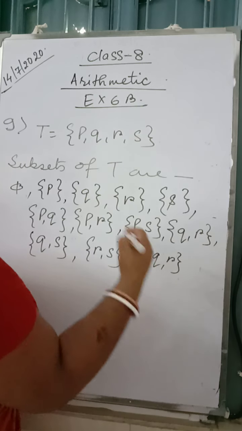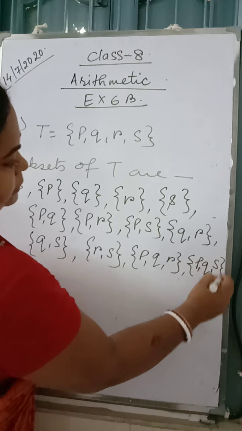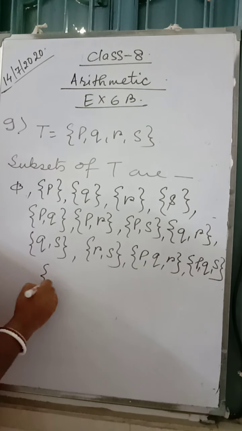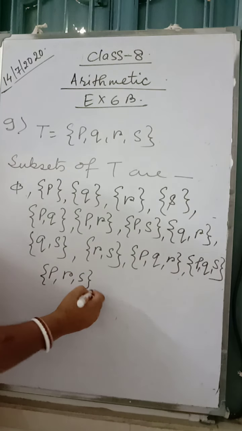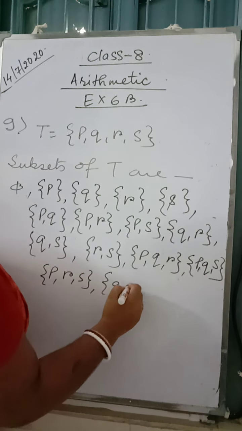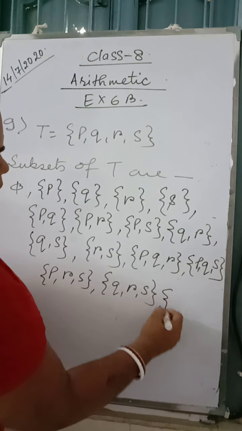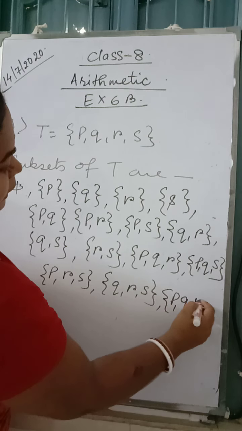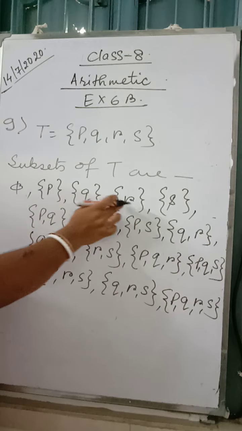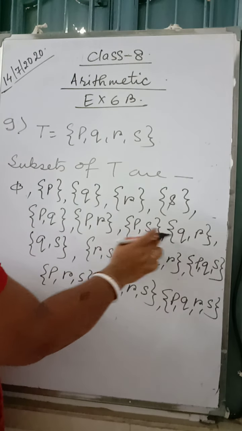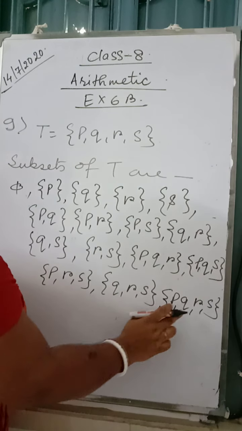PQR, PQS, PRS, then QRS, then finally we'll have it PQRS. You see how many sets we found? 1, 2, 3, 4, 5, 6, 7, 8, 9, 10, 11, 12, 13, 14, 15, 16.